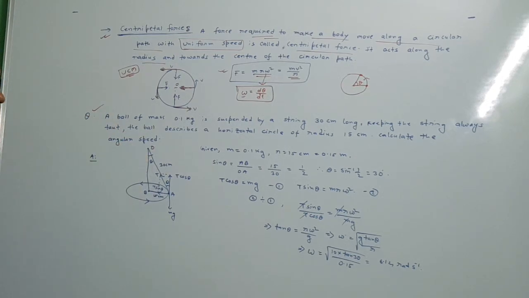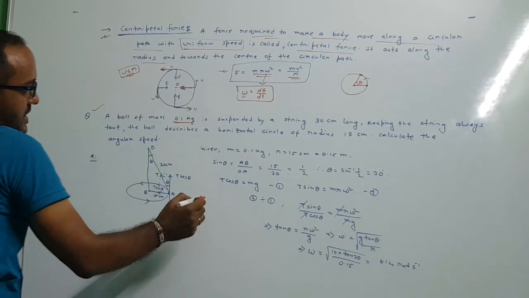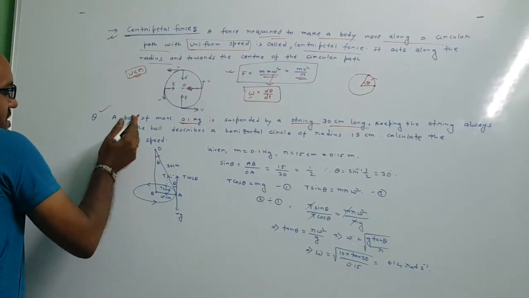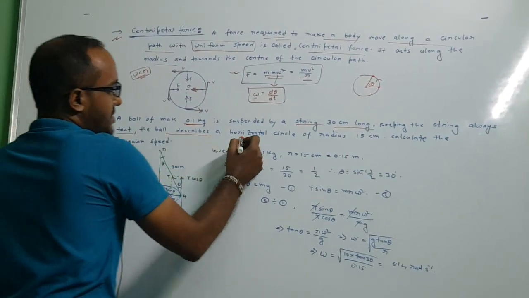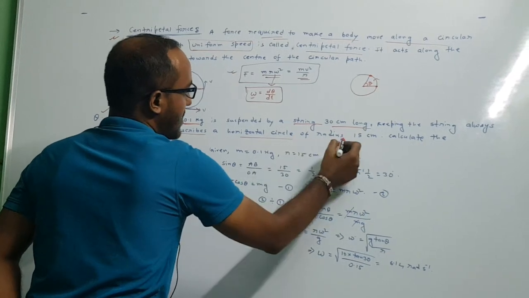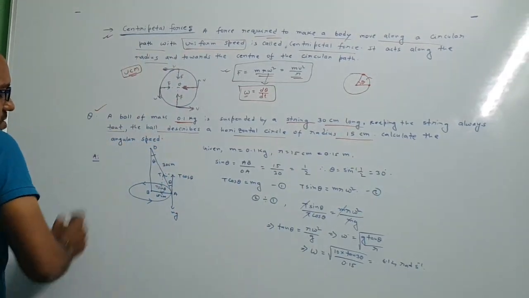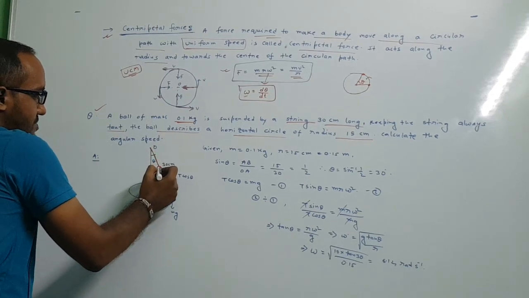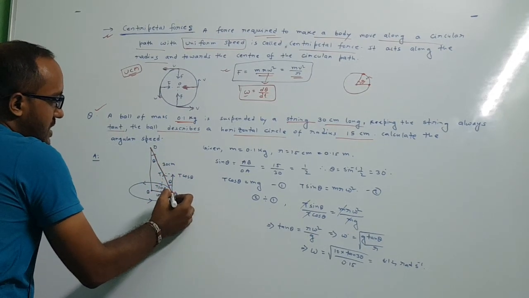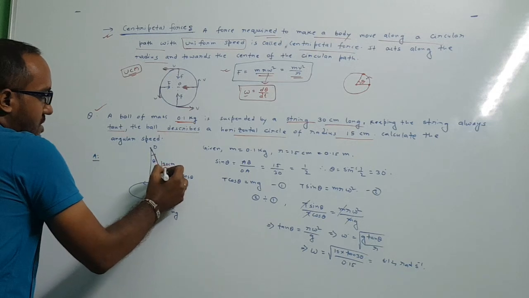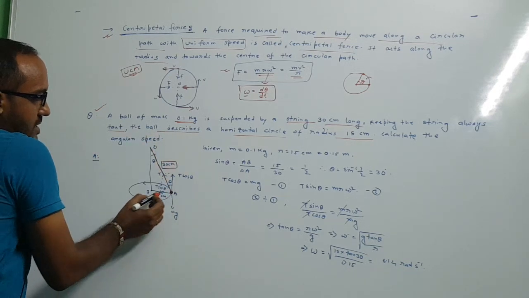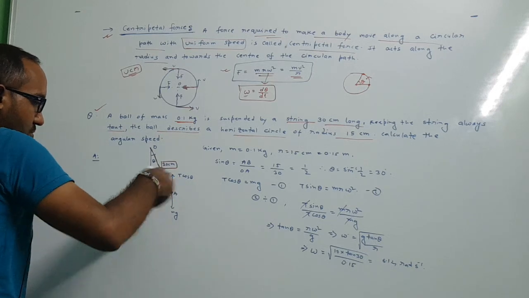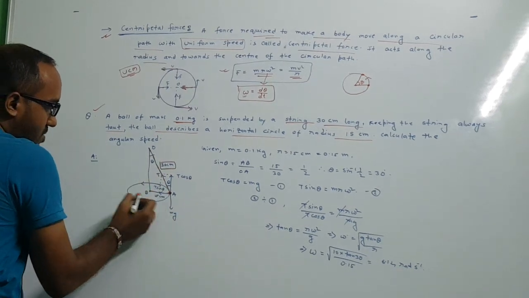Now let us see one problem. A ball of mass 0.1 kg is suspended by a string 30 cm long, keeping the string always taut. That means it is stressed. The ball describes a horizontal circle of radius 15 cm. Calculate the angular speed. The diagram is something like this. The ball is attached in this position. The length of the string is 30 cm.